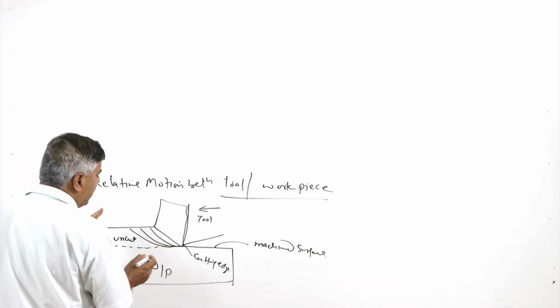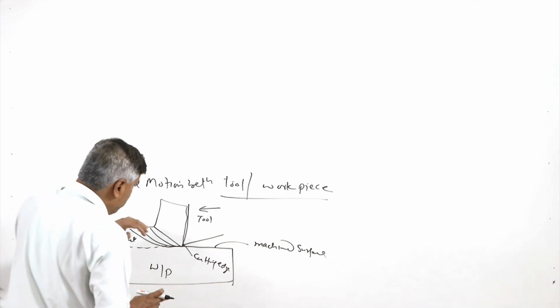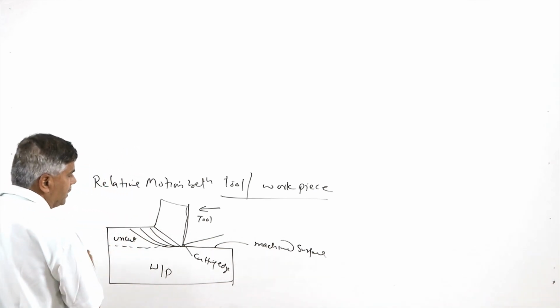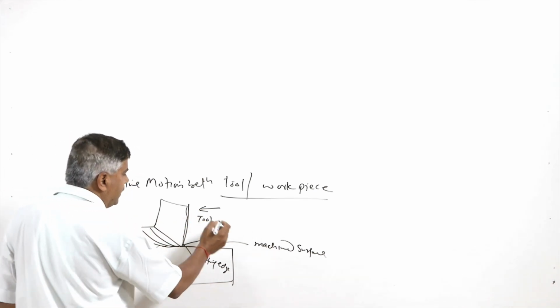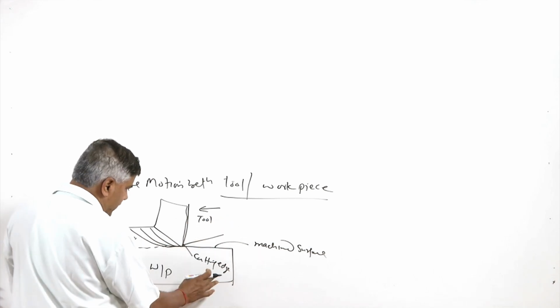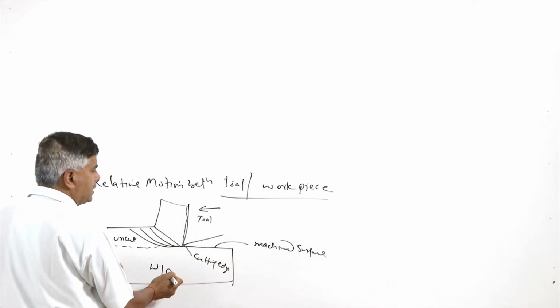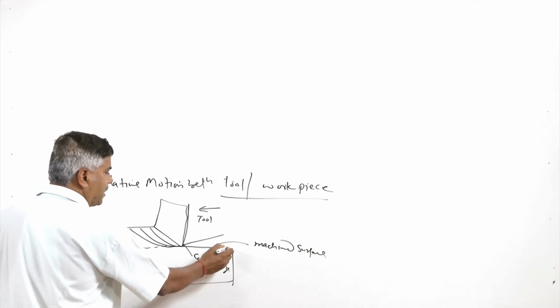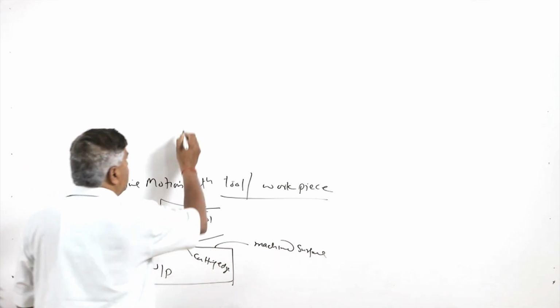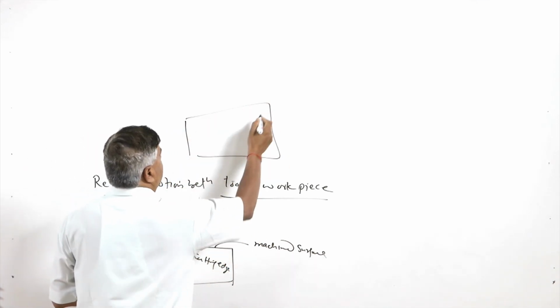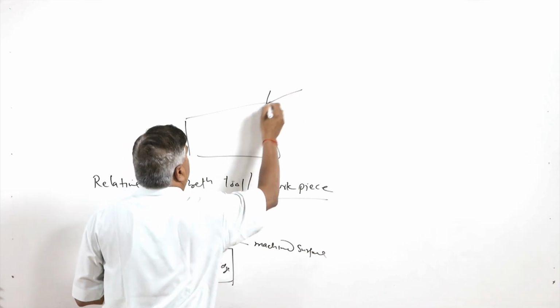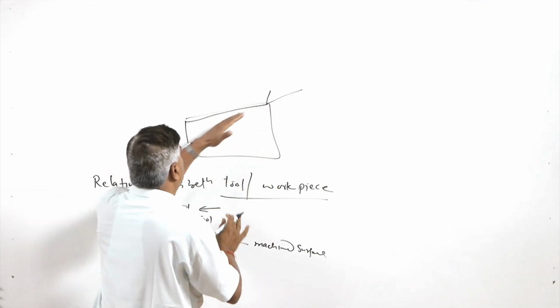is deformed elastically. So, the relative motion between the tool and the workpiece here is one. Like in this case, if the workpiece is fixed, then the tool is moving with respect to the workpiece and generating this flat surface. So, in this case the tool is moved and the material is removed all along this line.